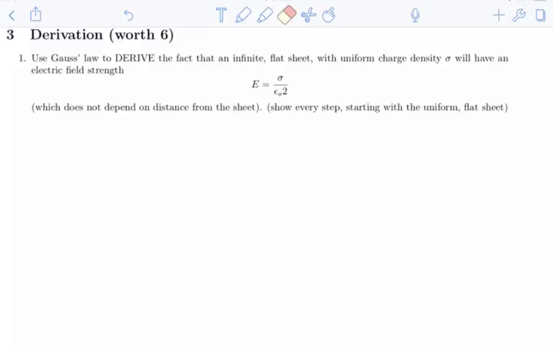So, without further ado, how do you do this derivation? What kind of thing are the markers looking for? Well, first, and maybe if I'm nice, I'll draw a picture of what we're talking about. We've got an infinite sheet of uniform charge. So this is covered in charge.